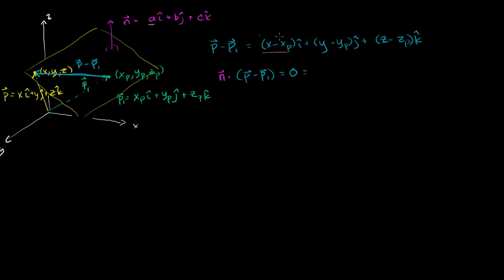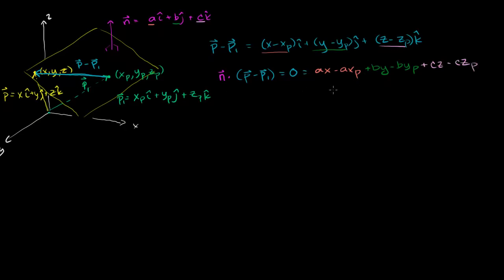So a times that, which is ax minus axp, plus b times that. So that is plus by minus byp. And then it's going to be plus that times that. So that's plus cz minus czp. And all of this is equal to 0.